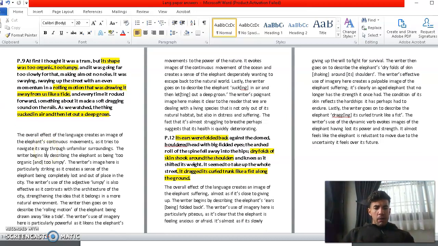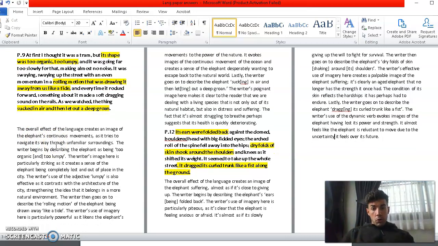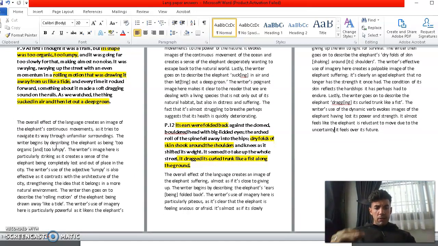And again, if you want to check out my previous videos, I've done quite a few on the writer's effect question following my 5-step model. We always start with the overall effect of what the writer is trying to achieve. It's really important you get that right, because everything else that follows will essentially link to that overall effect. So, the overall effect of the language creates an image of the elephant's continuous movements as it tries to navigate its way through unfamiliar surroundings.